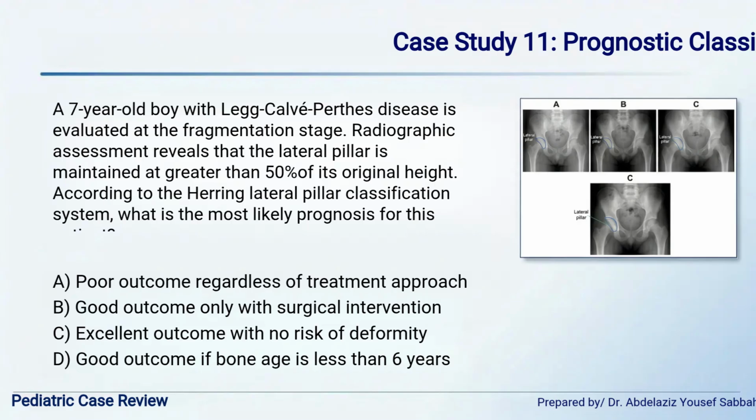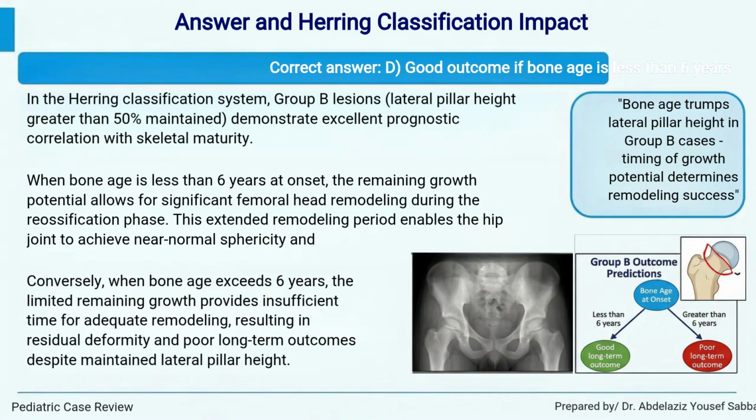Option A. Poor outcome regardless of treatment approach. Option B. Good outcome only with surgical intervention. Option C. Excellent outcome with no risk of deformity. Option D. Good outcome if bone age is less than 6 years. The correct answer is option D. Good outcome if bone age is less than 6 years.